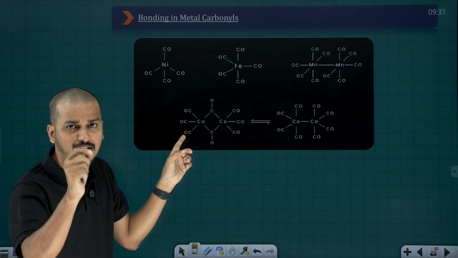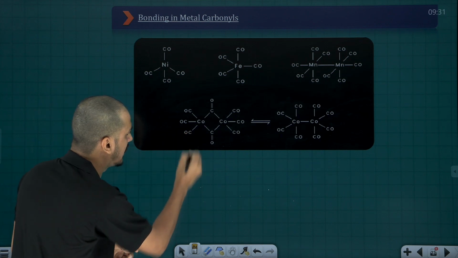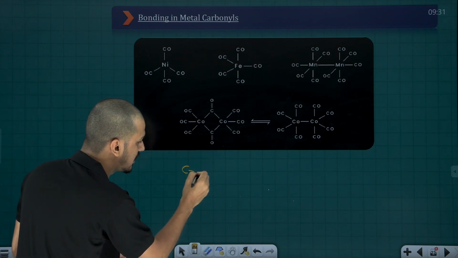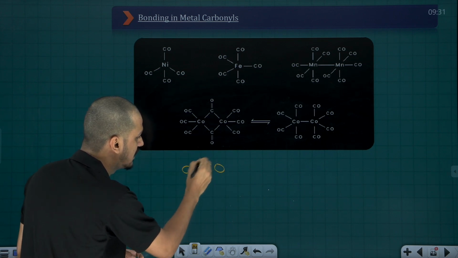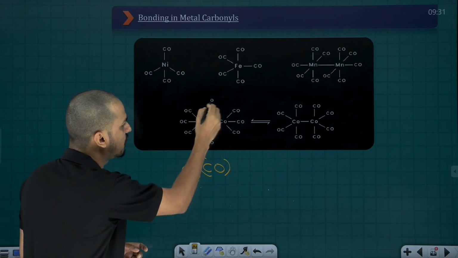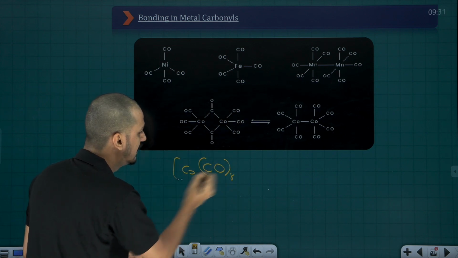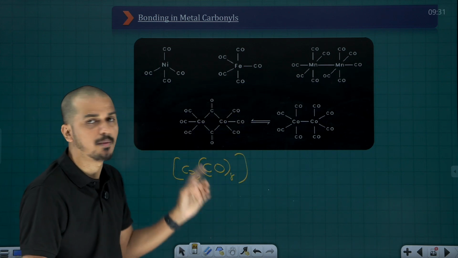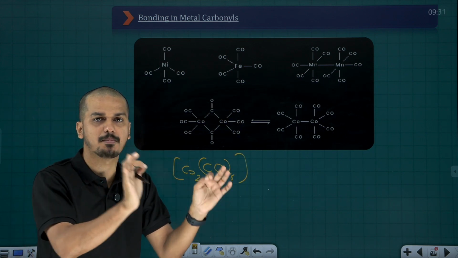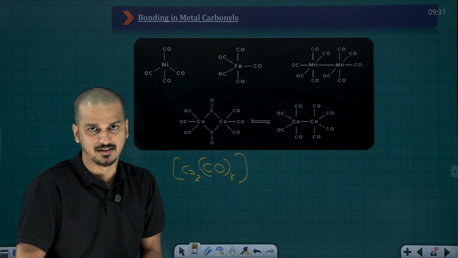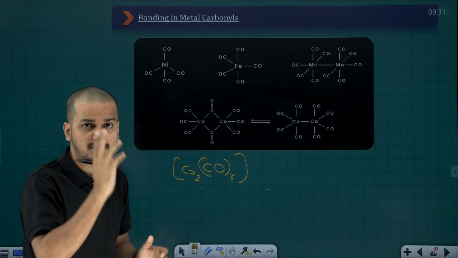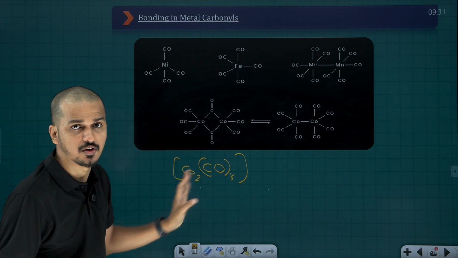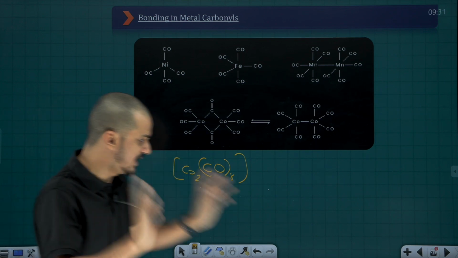Okay, last question was like this. This is cobalt. How many cobalt are there? Cobalt 2. How many carbon monoxide are there? 1, 2, 3, 4, 5, 6, 7, 8. In this case, in between cobalt, how many cobalt-carbon monoxide-cobalt bridges are there? 2 are there. So that was the question before. So you have to remember like that. Okay, that metal carbonyl bonding is very important.